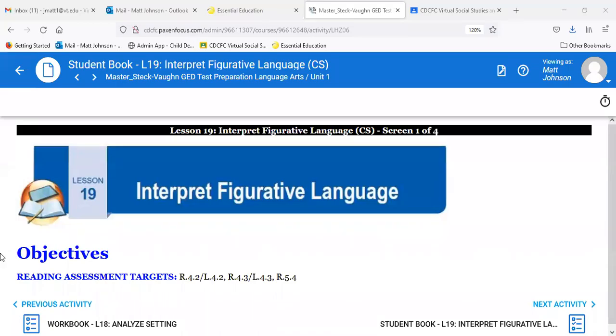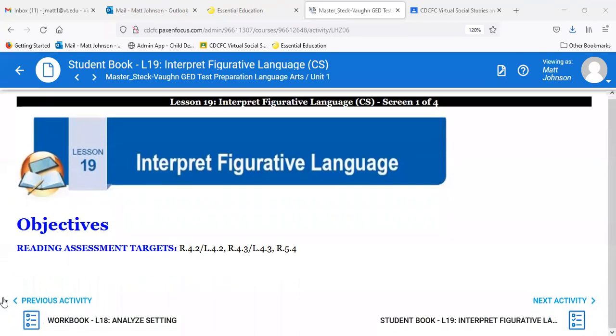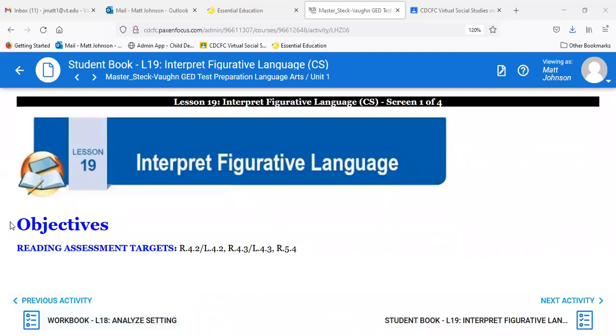All right. So Unit 1, Lesson 19, the longest unit ever in language arts, I think. And we are dealing with interpreting figurative language. So you might hear the phrase, that's a figure of speech. That's also what we're looking at today, those kinds of figures of speech.